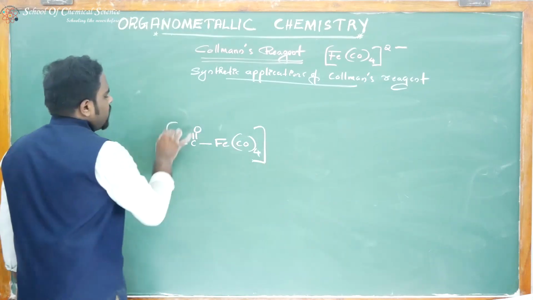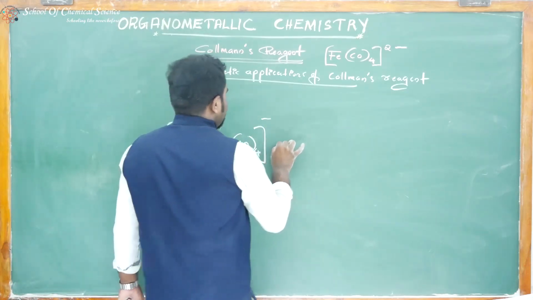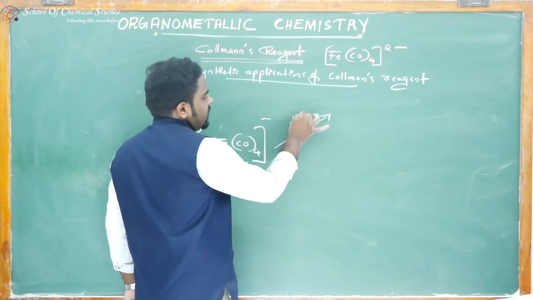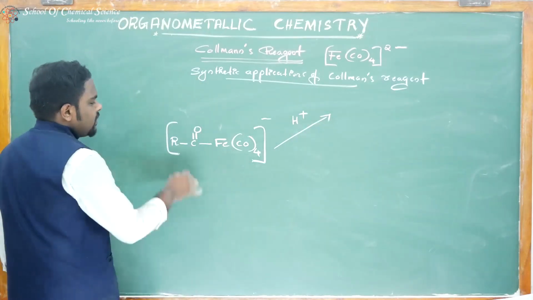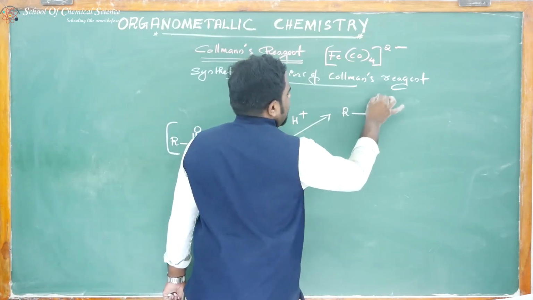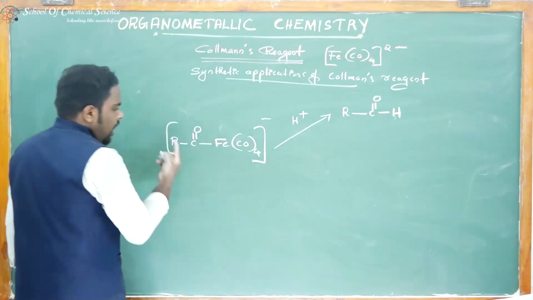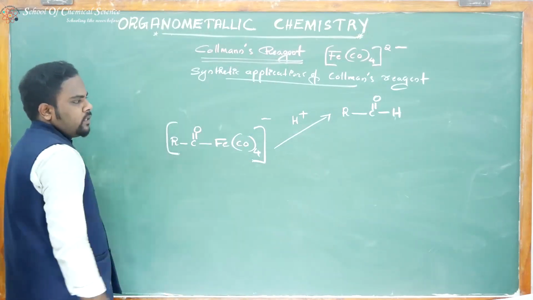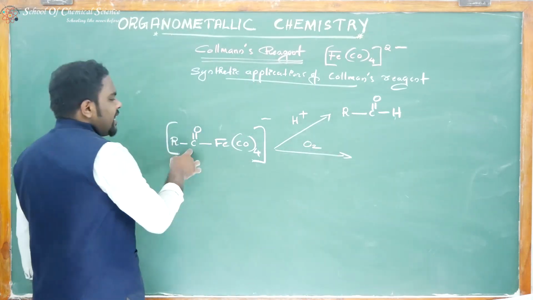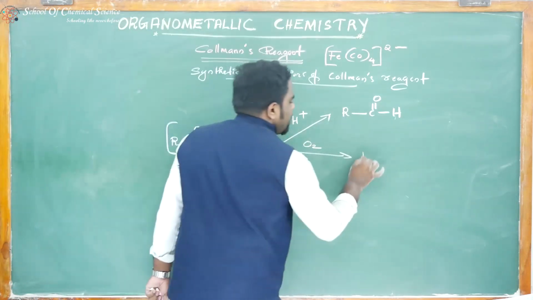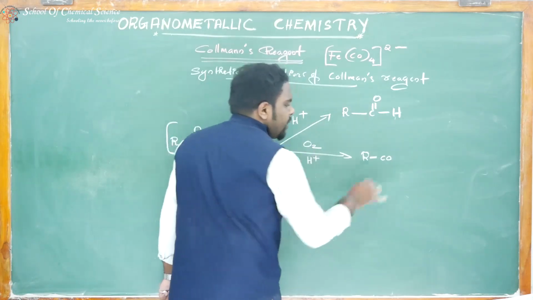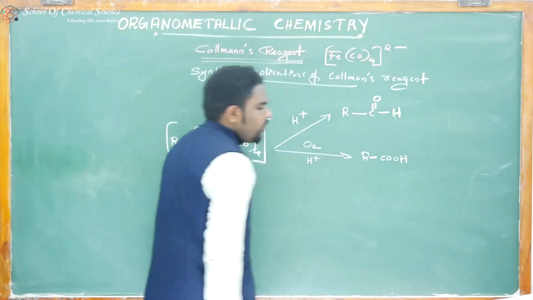FeCO4 negative, on reaction with H plus, RC double bond OH, an aldehyde will be formed. If this reacts with O2, RC double bond OOH, that means an acid, in the presence of H plus in the medium. So an acid will be formed.